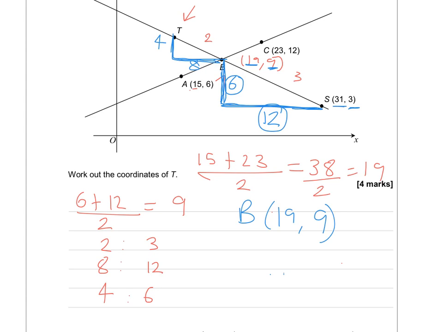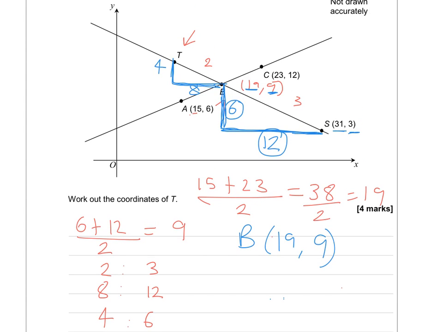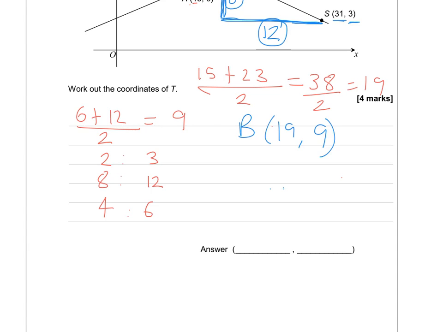Now, to then work out the coordinates of T, we use these distances. 19 subtract 8 is 11, so the x-coordinate of T must be 11. And 9 add 4 gives us 13, so the y-coordinate of T has got to be 13.